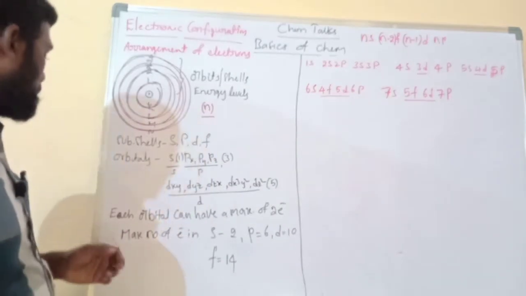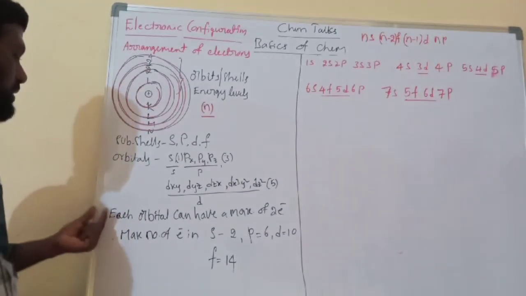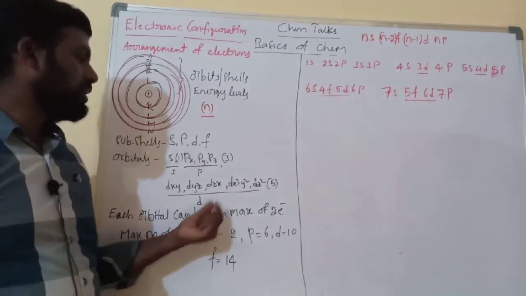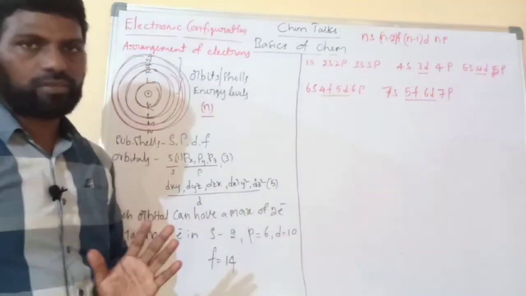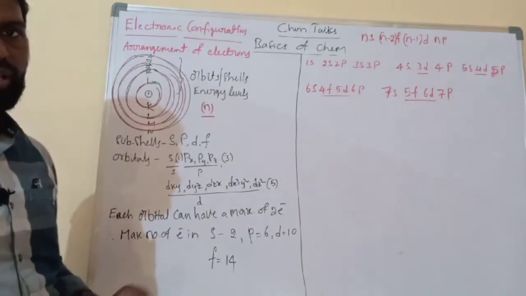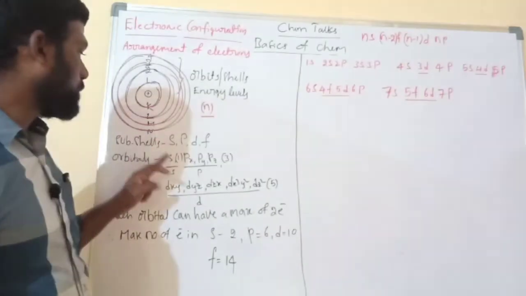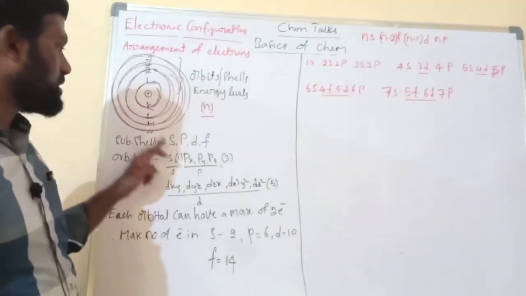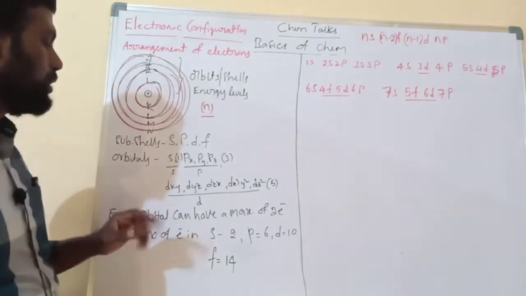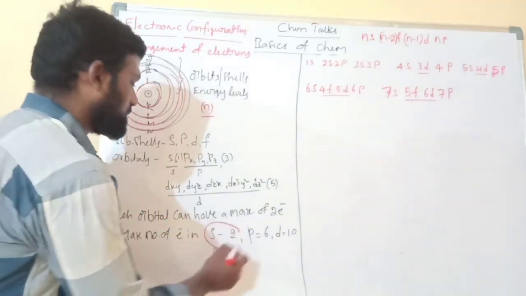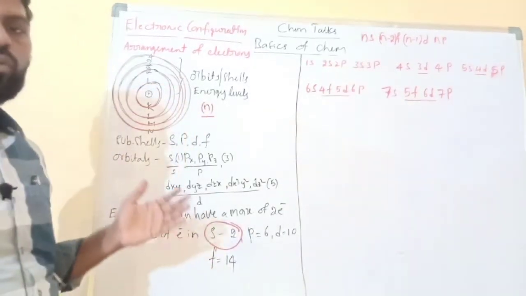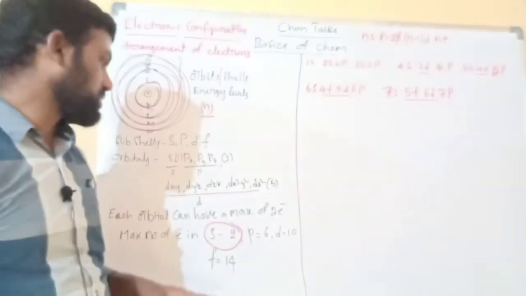Now let's come to the next important point. Each orbital can have a maximum of 2 electrons. That means the S subshell has only one S orbital, so the S subshell or S orbital can have a maximum of 2 electrons. Meaning it can have 1 electron or 2 electrons.